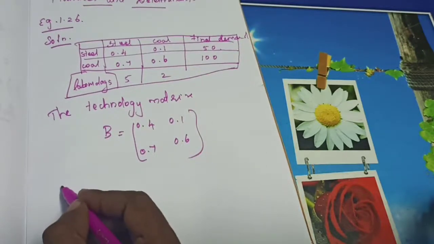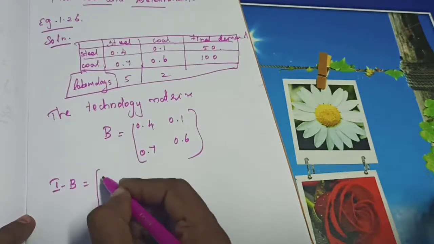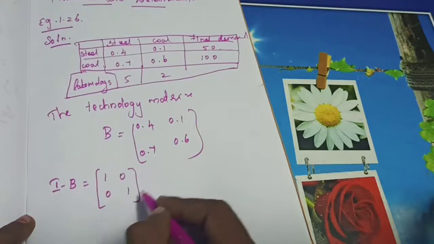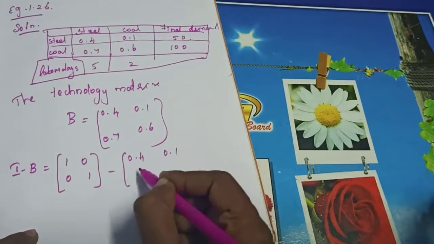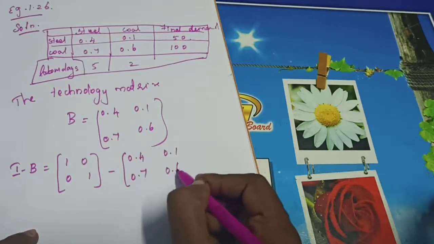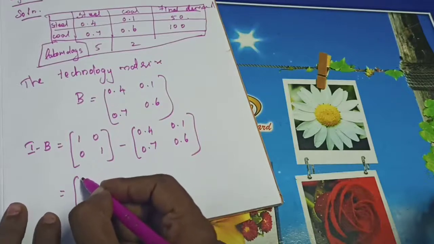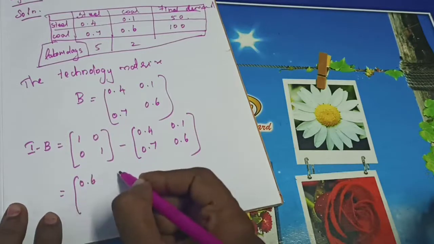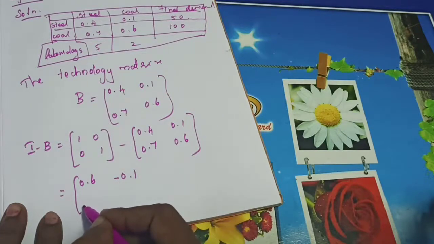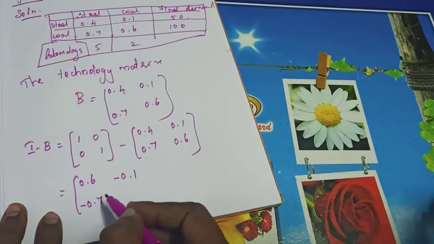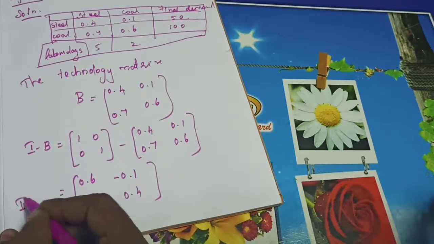Now what will you do first? We will find I minus B. What is the I value? I is 1, 0, 0, 1 minus, what's the B value? 0.4, 0.1, 0.7, 0.6. Now subtract it. 1 minus 0.4 is 0.6. 0 minus 0.1 is minus 0.1. 0 minus 0.7 is minus 0.7. This one is 0.4. Now what will you do afterwards?